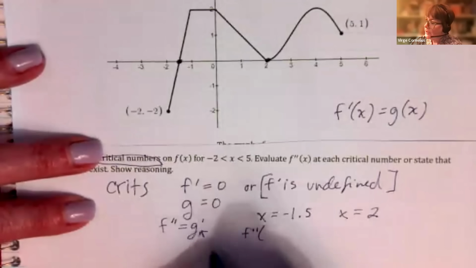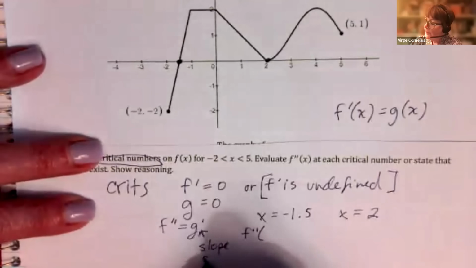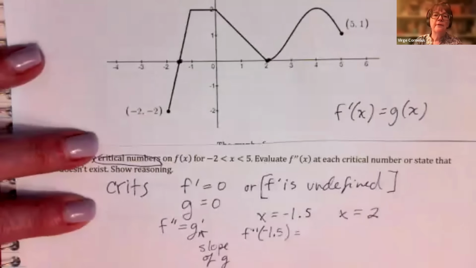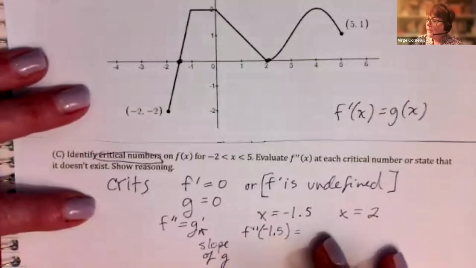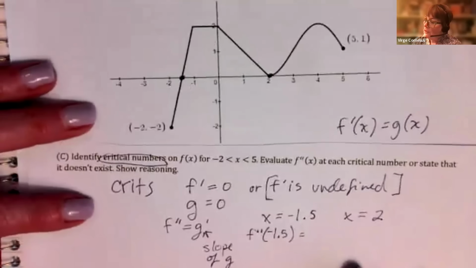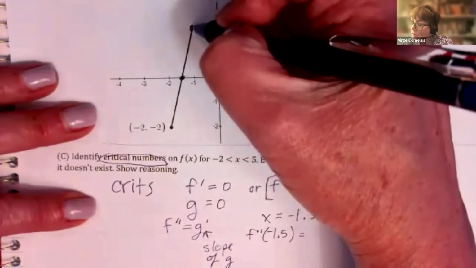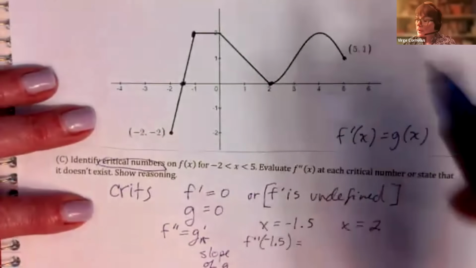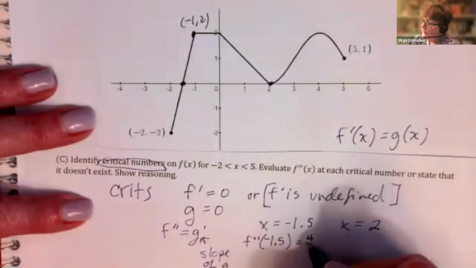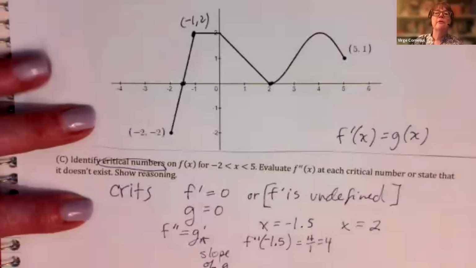Because it's the slope of line g. Right, slope of g. So f double prime of negative 1.5, this is a line segment. So I could think about rise over run, which is how I would do it. But if you feel more confident just doing your y2 minus y1, you could do that also. This is negative 1 comma 2. But I believe that this is 4 over 1, or just 4, for that answer.